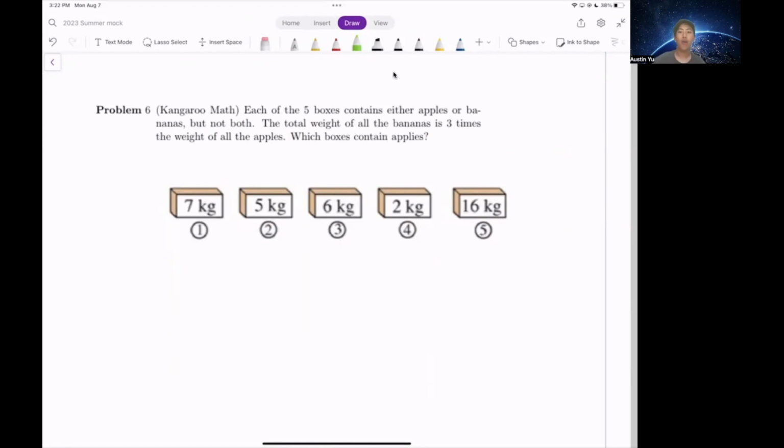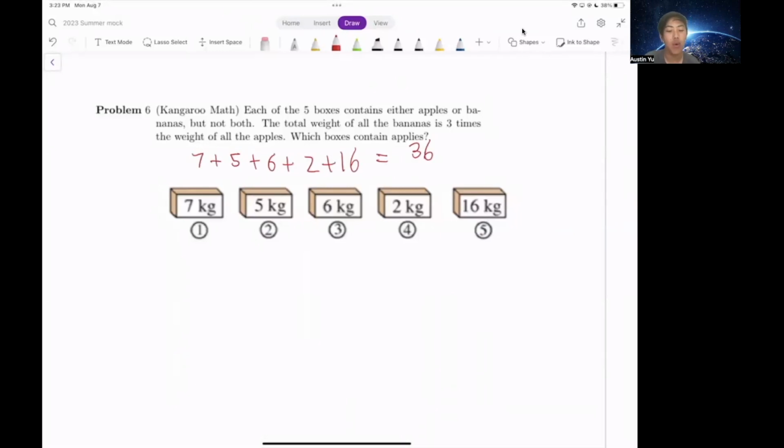Therefore, the total weight of all the bananas is 3 times the weight of all the apples. Which box contains apples? So note here that first we need to add up all the weights. 7 plus 5 plus 6 plus 2 plus 16 kilograms. That just gives us 36. And then 36, that would be 4 times the weight of all the apples.